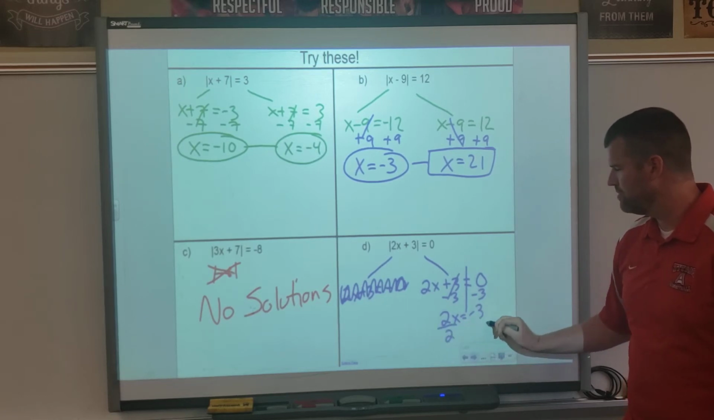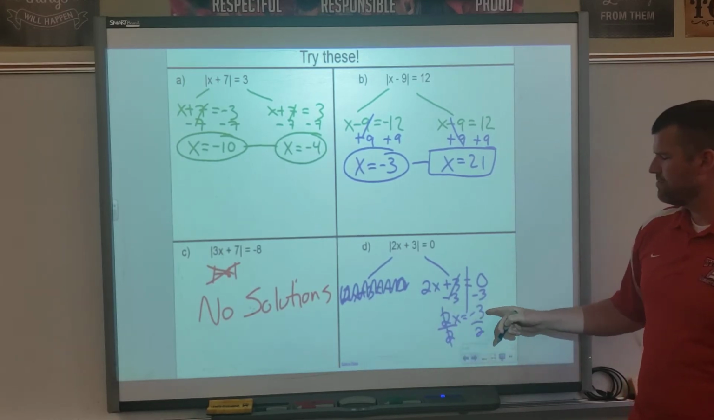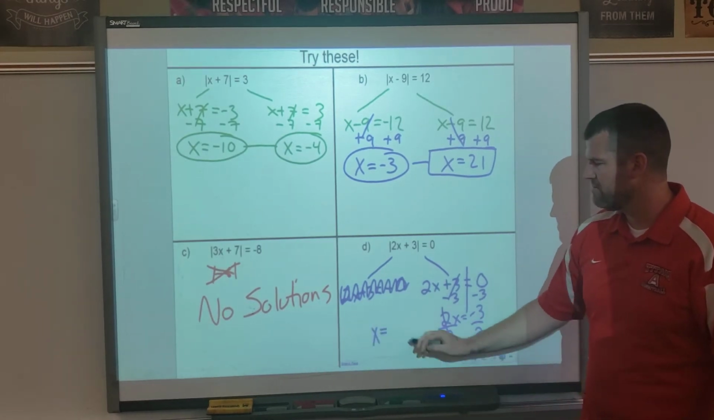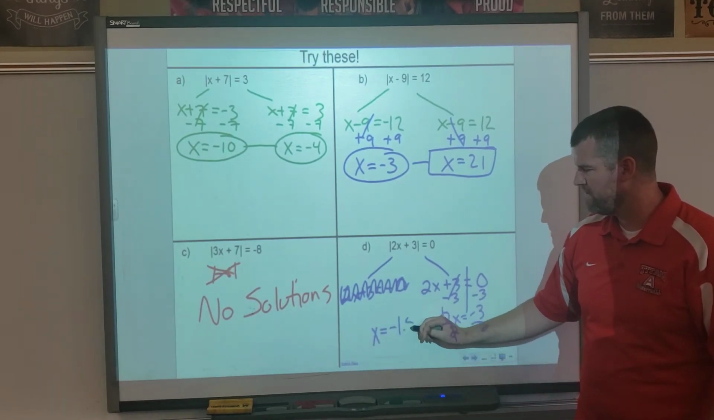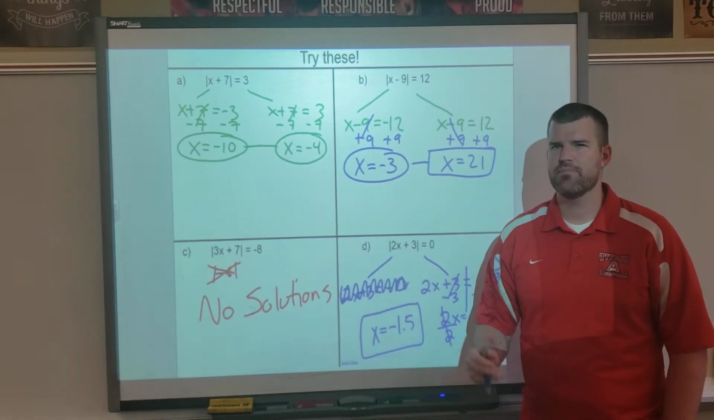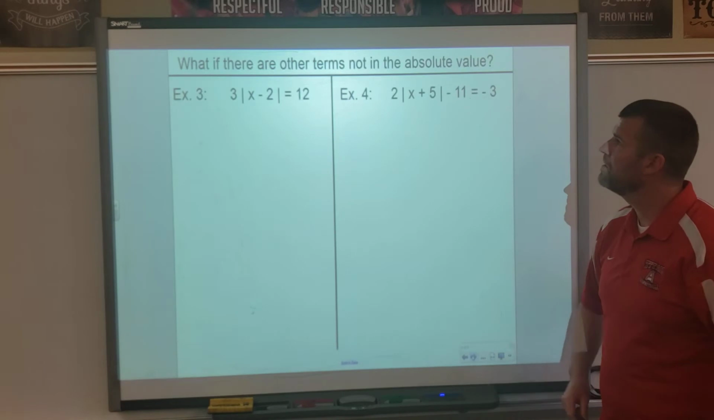Divide by 2. And we get x equals negative 3 halves, which we could also rewrite as x equals negative 1.5. Or you can leave it as negative 3 halves, same thing.